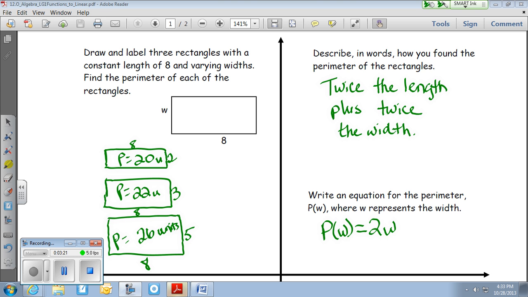the way I did it was twice the width plus twice the length. And in this case, our length was 8 every time. So that's going to be 16. So I can just rewrite it as, for this particular problem, my equation for the perimeter would be twice the width plus 16. All right, so that's all we need to do for those 2 upper quadrants. Let's move on.